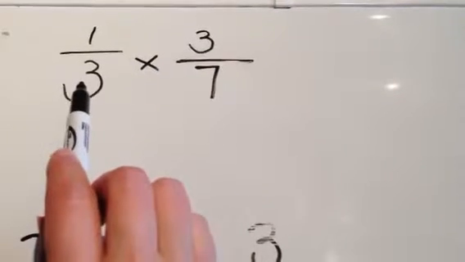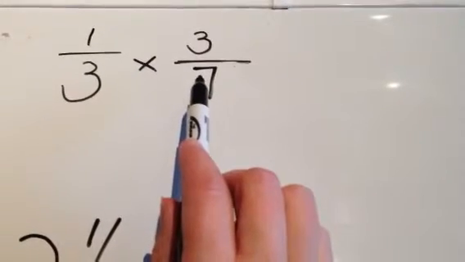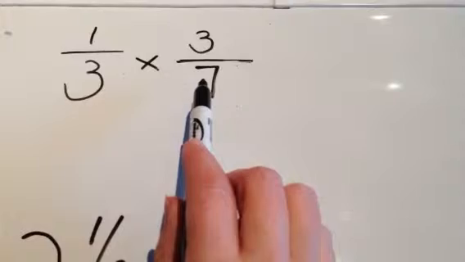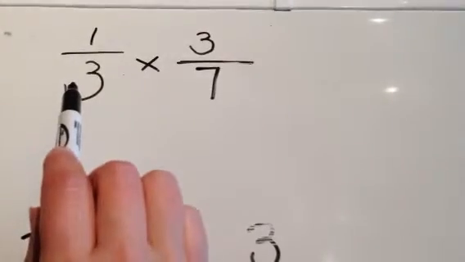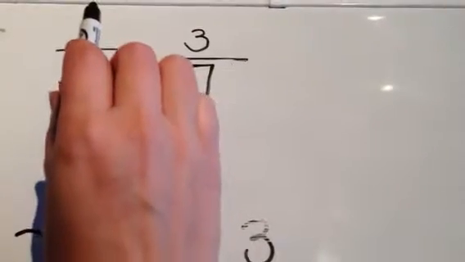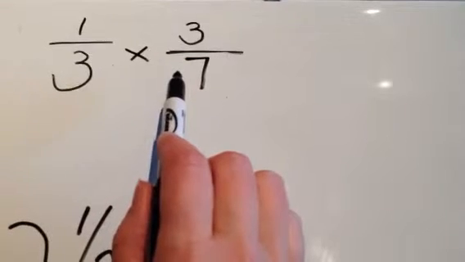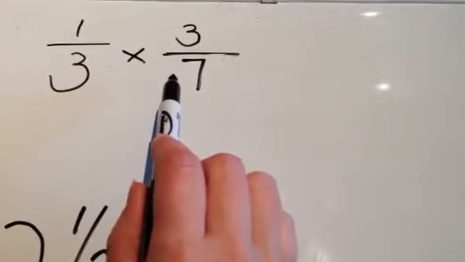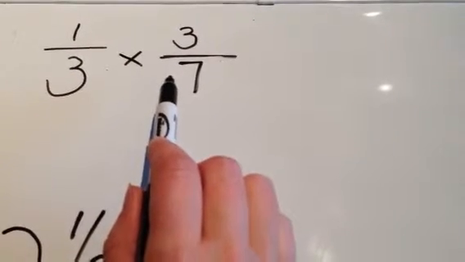What we want to do is look at the fractions, and the first thing we want to note is, are they in the same form? And in this case, they are. You don't have a whole number and you don't have a mixed number. You just have two proper fractions, so you can easily multiply them together.